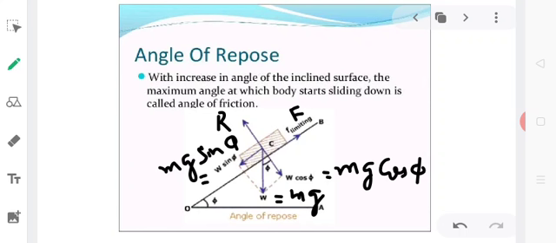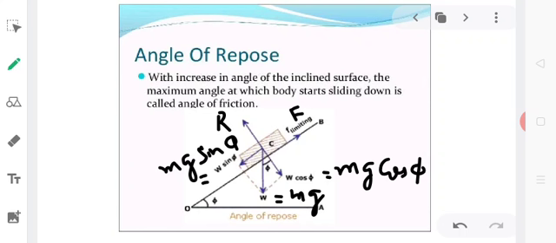Angle of repose or angle of sliding. Angle of repose or angle of sliding is defined as the minimum angle of inclination of a plane with the horizontal, such that a body placed on the plane just begins to slide down. It is represented in the diagram as phi. Its value depends on material and nature of the surfaces in contact.